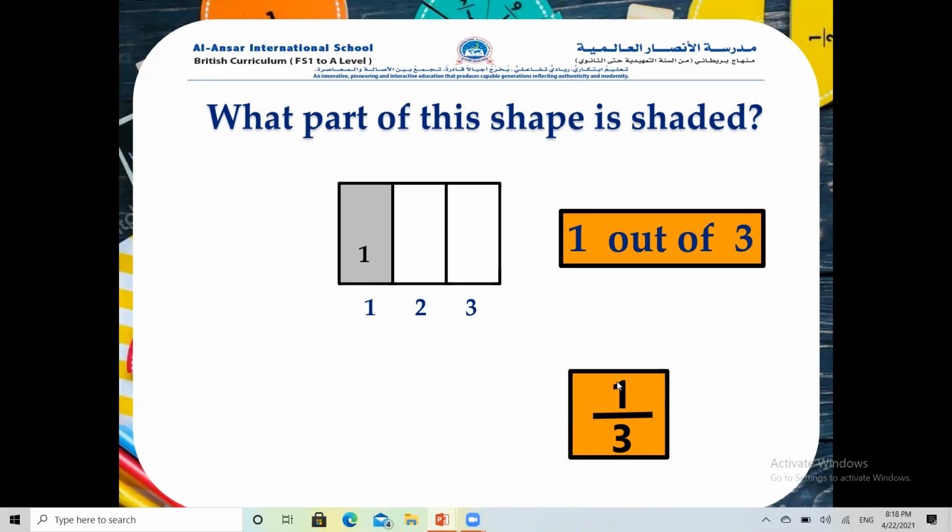We write here 1 because we have only 1 colored or shaded part. And out of how many parts? 1, 2, 3. We have 3 parts. So we write it like this, 1/3.